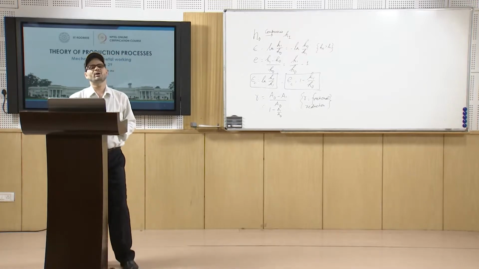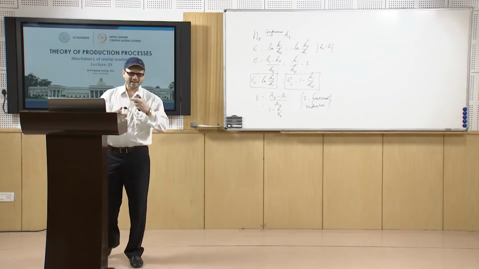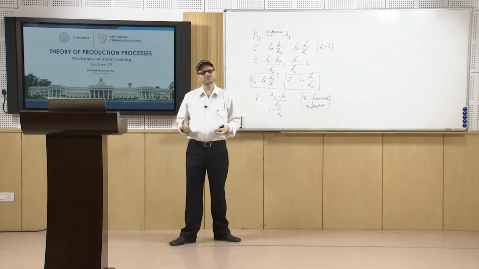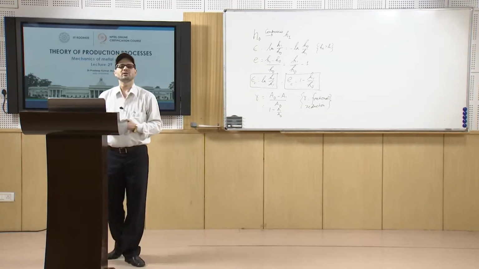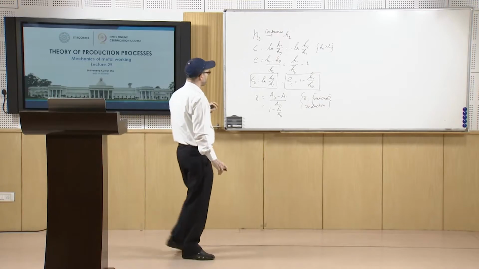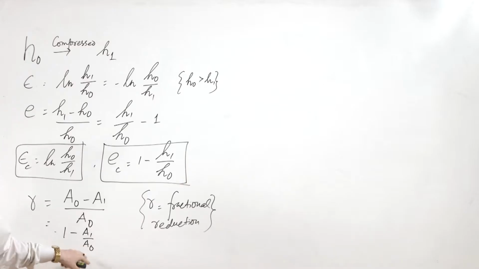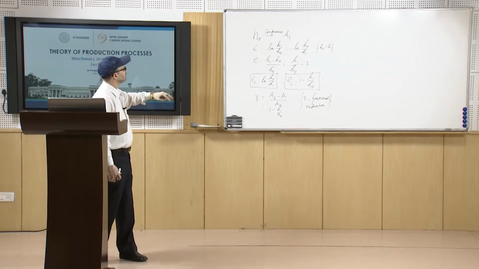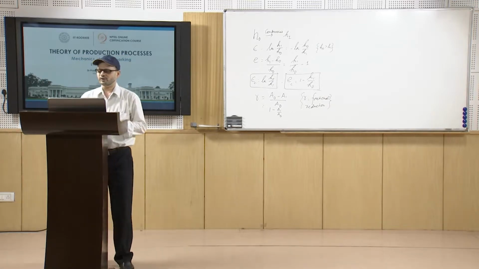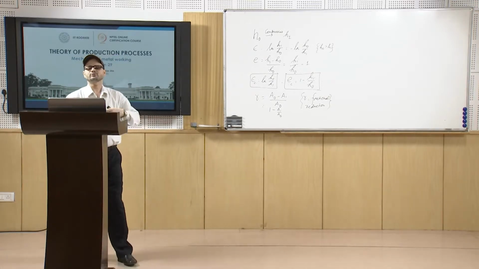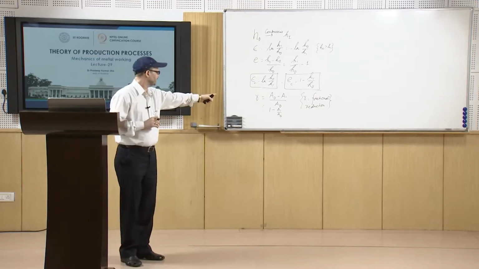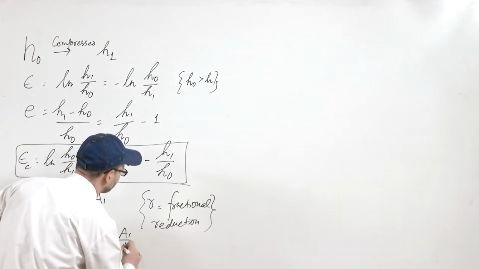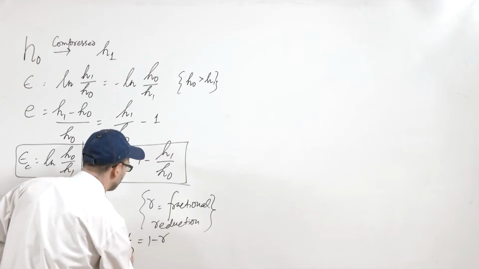Now this 1 minus A1 by A naught. In the case of metal forming you have the constancy of volume. As the volume will be the same, A1 L1 will be equal to A naught L naught. So A1 by A naught will be equal to L naught by L1. So R will be, now you can see, A1 by A naught you can write as 1 minus R. This is one of the definitions.